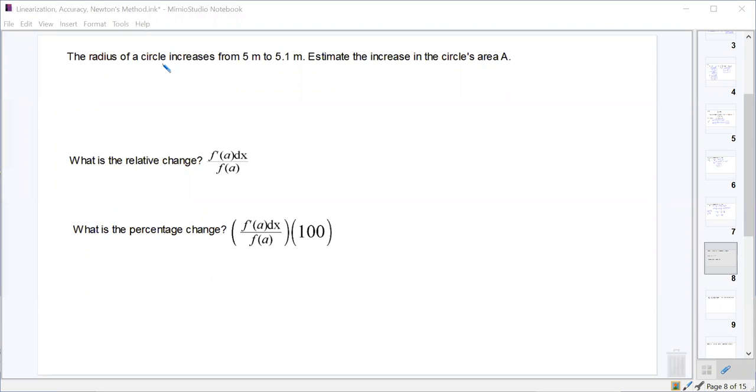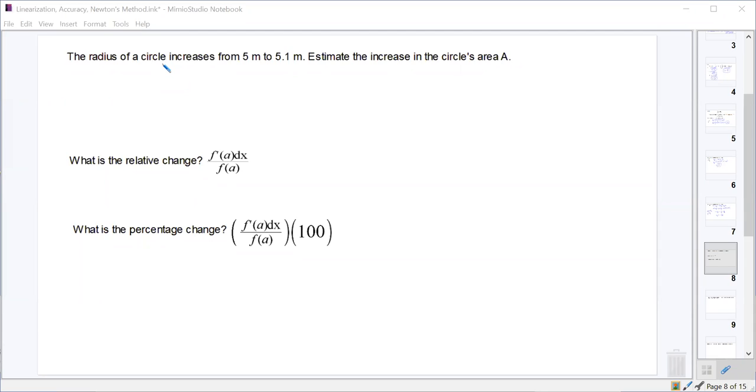All right, so now we're going to look at a couple of other different things. They're called relative change and percentage change. And so we're going to take a look at what happens if I increase the radius of a circle from 5 to 5.1 meters. We want to figure out what's the approximate increase in the circle's area, and how does that relate to the actual area of the circle in the beginning. So about how much does it change as a relative amount, and how much does it change as a percentage.